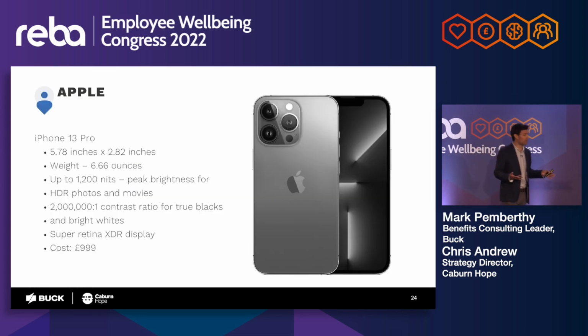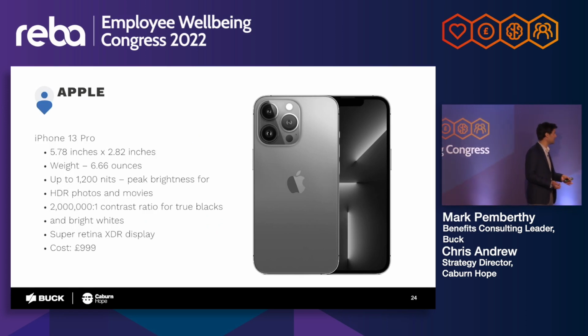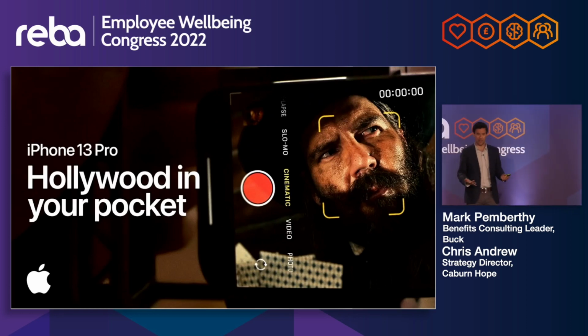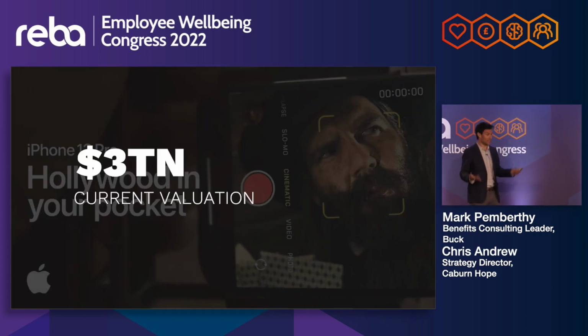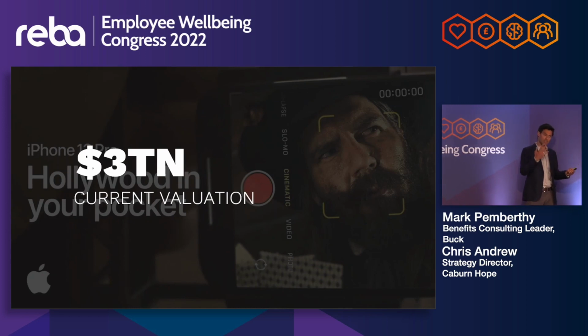We look out in marketing world. Apple doesn't sell iPhones using a series of transactional benefits. Up to 1,200 nits. I've got young kids, I don't want nits in my house. That's not how they sell. They sell a story, they sell the benefits, they sell a dream, and that's why they do it. And they don't do that because it's nice to use images. They do it because they're worth $3 trillion. It's a very successful business because they are looking to sell a product.